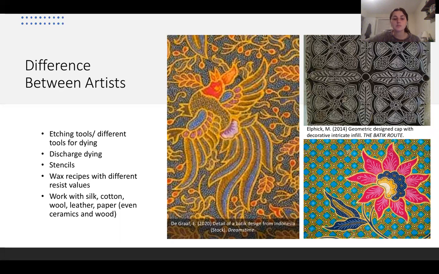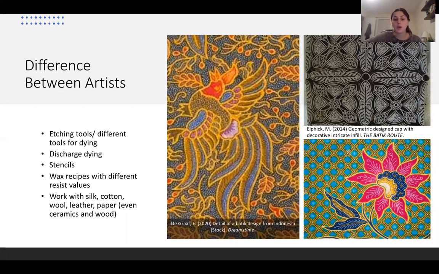So there's a few differences between artists. Some of them can be from the tools that they use, or the tools that they use to dye, stencils that they may use for their designs. Some people work on different types of fabric. Even though cotton's the recommended fabric, people have tried to work on silk or paper even, or even wood. It's kind of a wide range of things that you can experiment with, especially with this form of pattern.